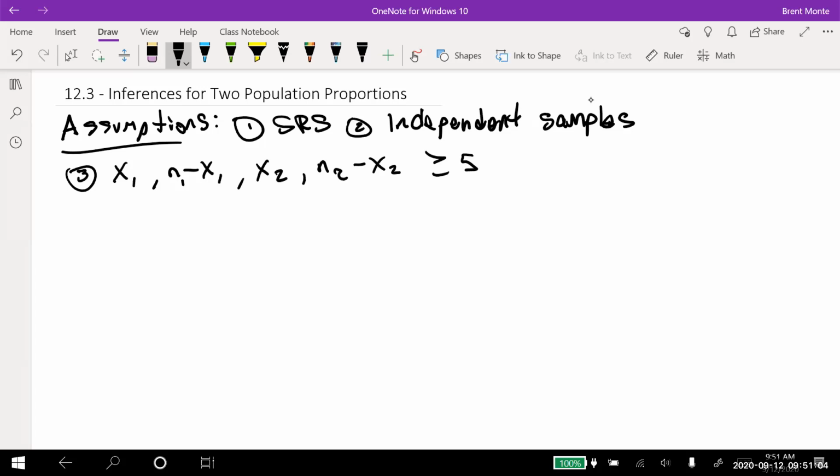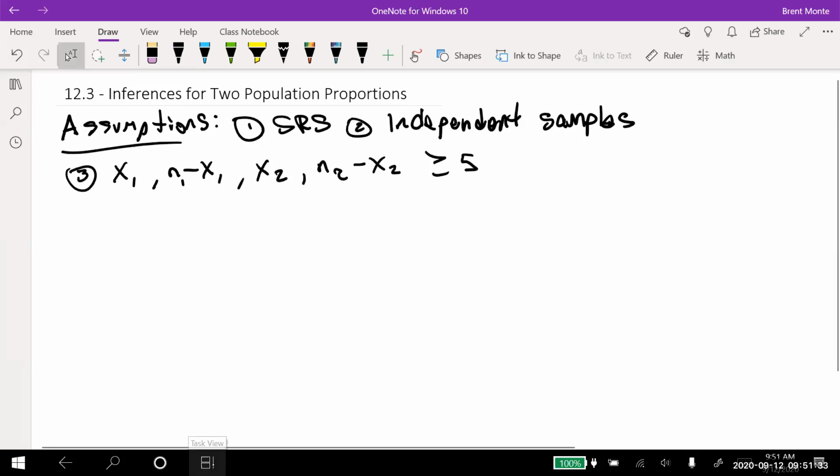So what is this? X1 is the number of yeses that have the characteristic in the first sample. And then the number of no's in the first sample, the number of yeses in the second sample, the number of no's in the second sample. All have to be at least 5. If not, you just need a bigger sample until you can get to that point. Okay, that's the end of my lecture there. We're going to see as we go through the problem what's going on here.